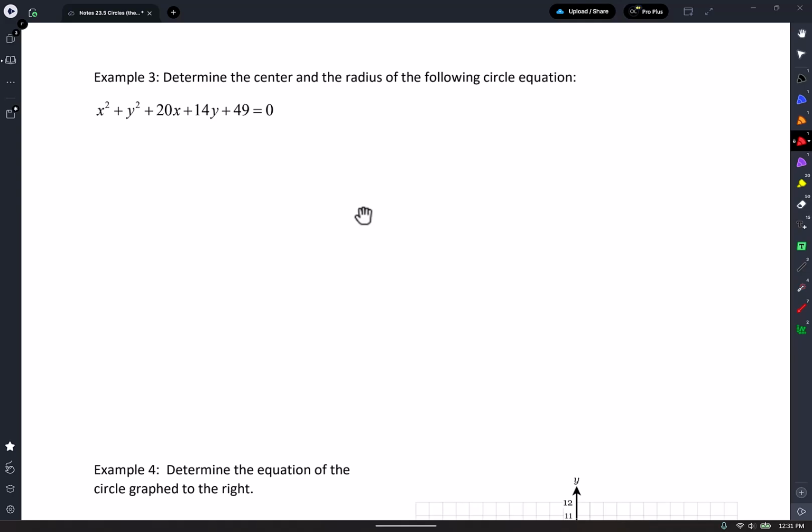So again, we're doing the same thing. You're going to group x squared plus 20x plus blank, plus y squared plus 14y plus blank. I'm going to move that 49 to the other side, equals negative 49. They want me to determine the same thing. They want a center and they want a radius.